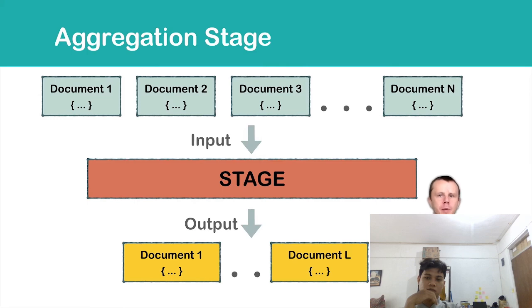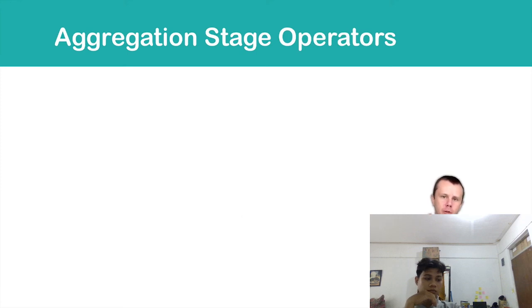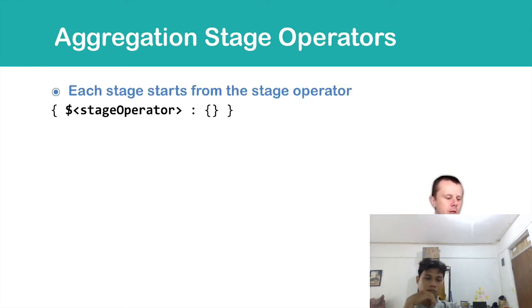All I want you to keep in mind is that each stage doesn't impact other stages. So the result of one stage is simply passed to the next stage, and so on. Stages are independent. Okay, let's look at the stage operators. Each stage starts with the stage operator, prepended by $, and then comes an object. Let's look at the examples.